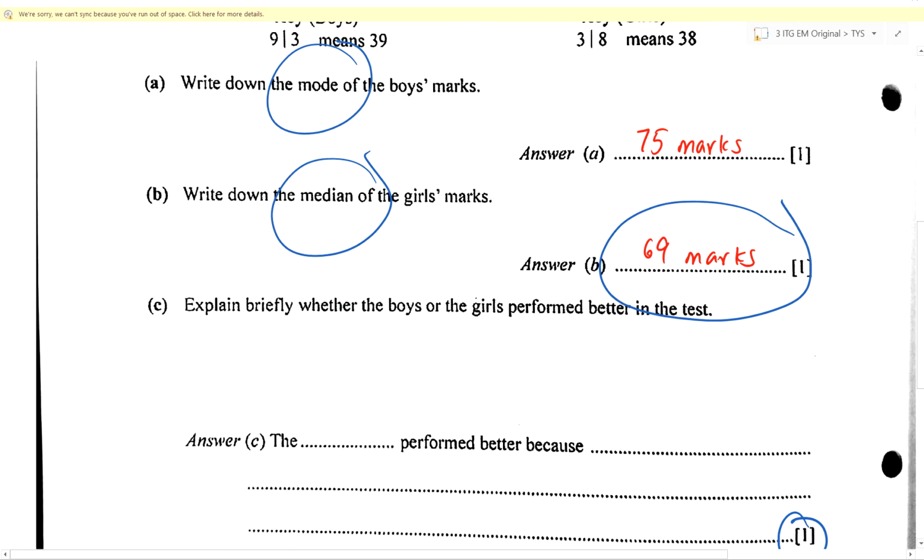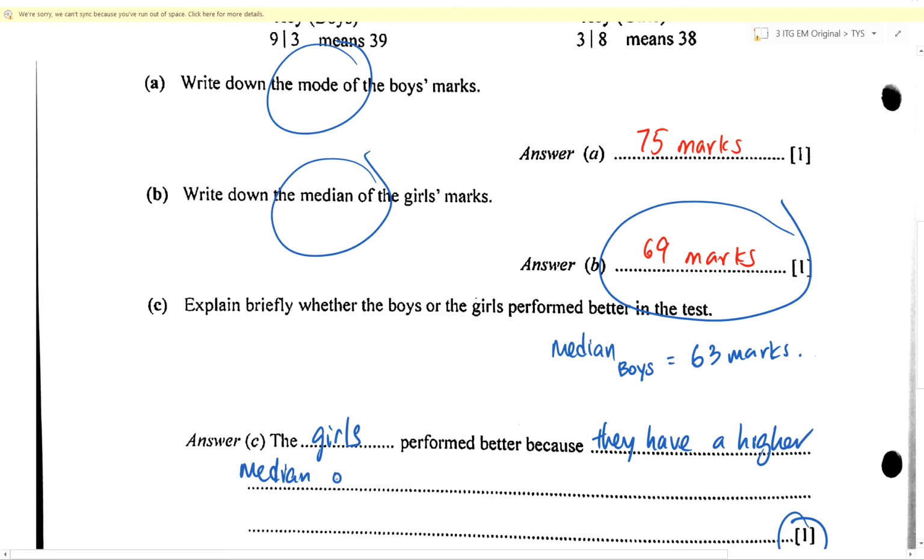So the median for boys is 63 marks. So this is what we are going to be using for explanation on who performed better. So in this case, the girls perform better because they have a higher median of 69 marks compared to the boys' median of 63 marks.